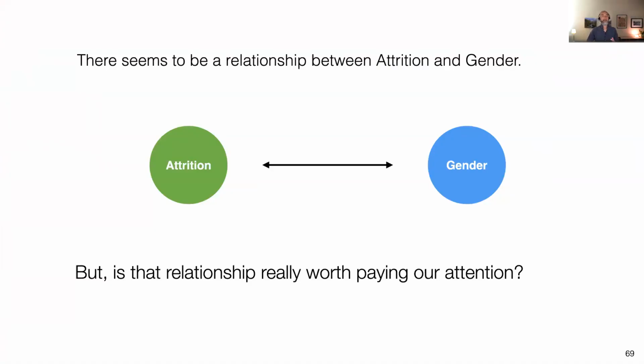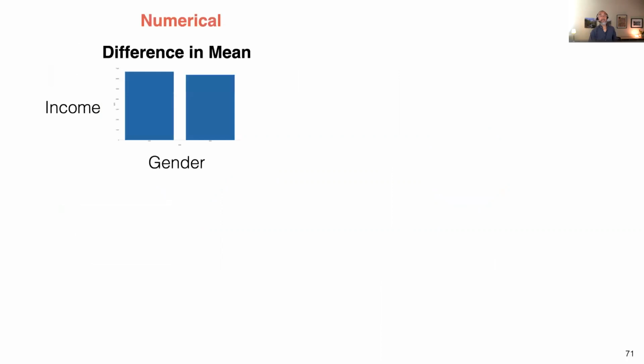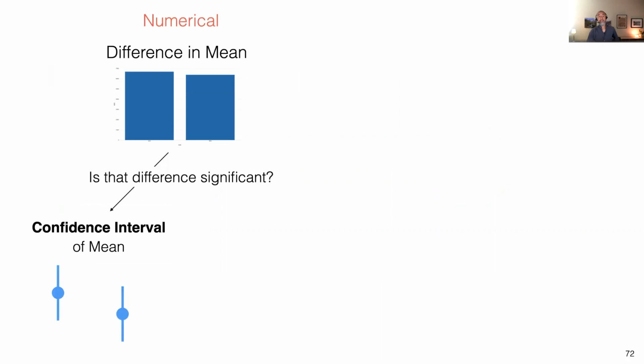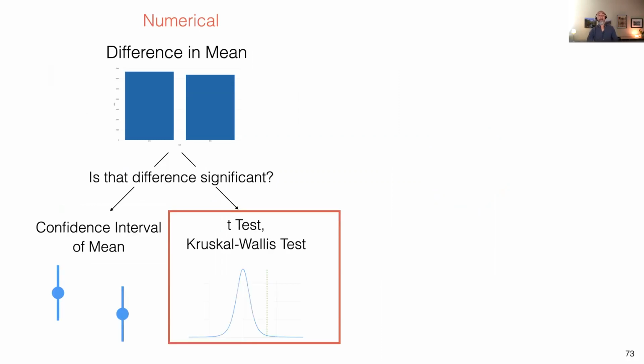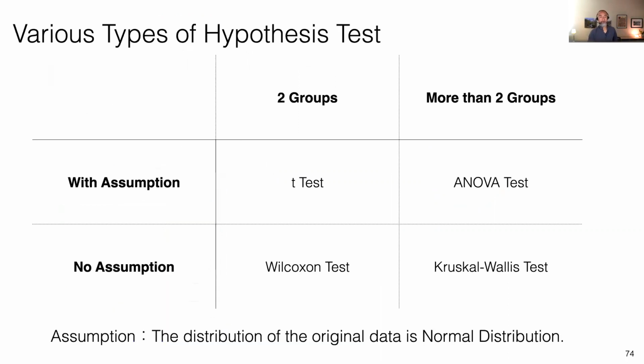So the gender and attrition, if you just focus on the ratio and forget about the confidence interval, then there seems to be a difference. But the question is whether that difference, or the relationship between those two, is really worth our attention. Should we investigate more, or should we just move on? If it's a numerical variable, that's what we saw in the last episode. We got the confidence interval, but you can also do the hypothesis test, such as the t-test and some other types of tests too. If you want to know the details, please check that last video.